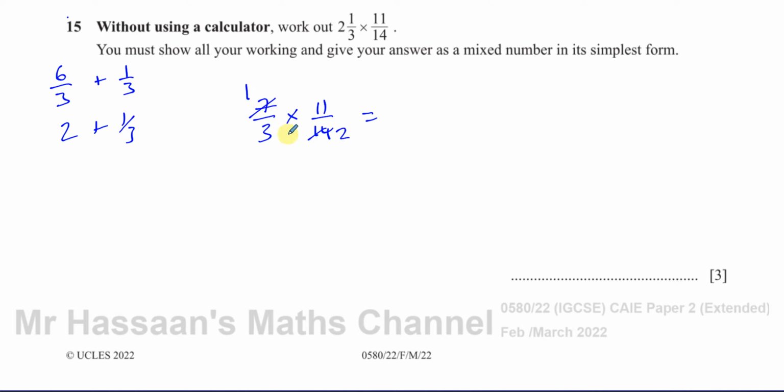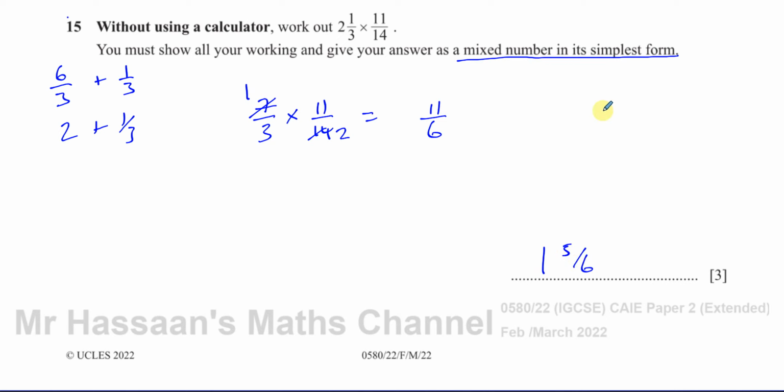Now you have 11 and 3 and 2, none of them have common factors, so now I can just multiply the numerators together. So 11 times 1, which is 11, and 3 times 2, which is 6. Now they want us to give our answer as a mixed number in its simplest form. If they didn't state that, then you could leave it as 11/6. Now this is in its simplest form, but it's not a mixed number, so we have to write it as a mixed number. So how many times does 6 go into 11? It goes in 1 whole time, remainder 5, so you have 1 and 5/6.